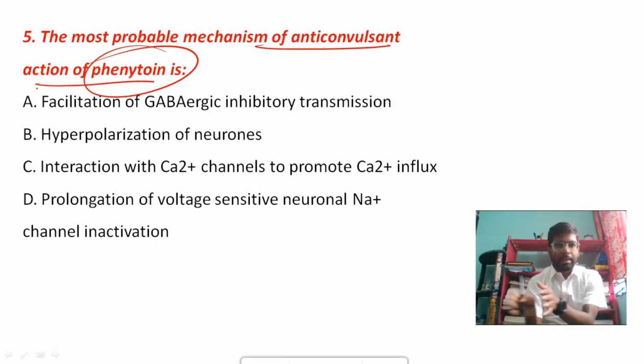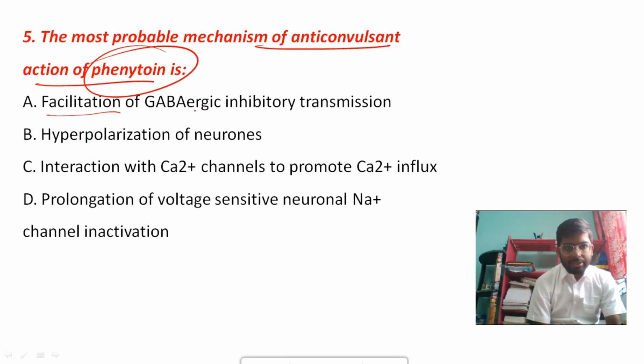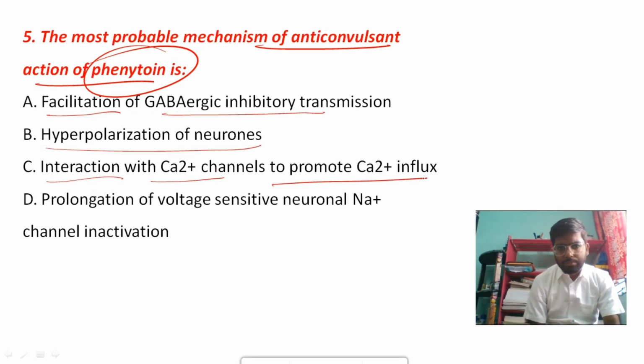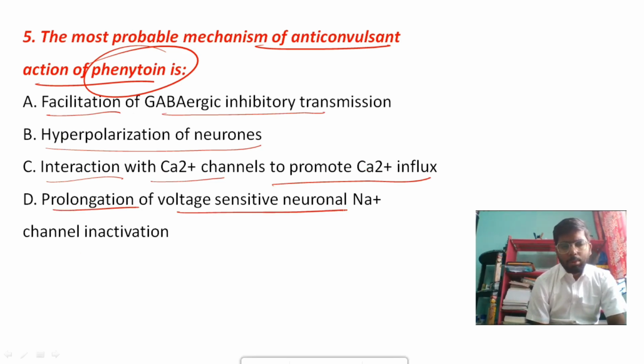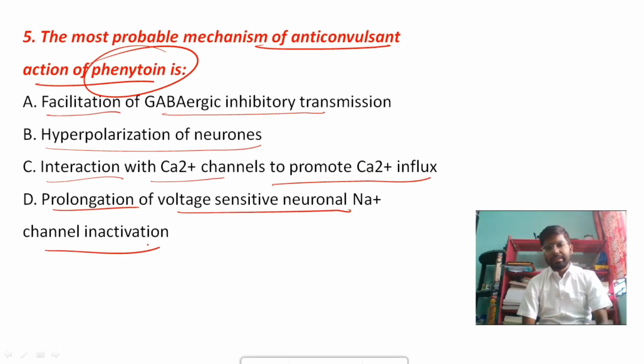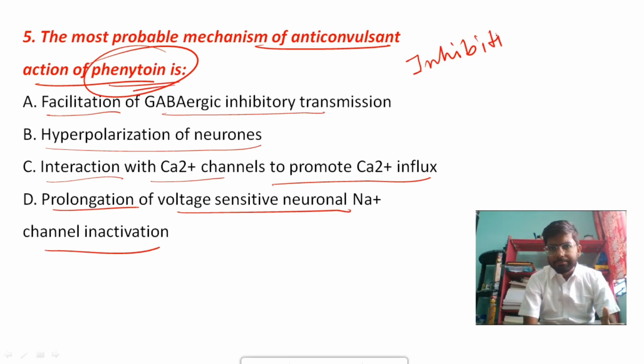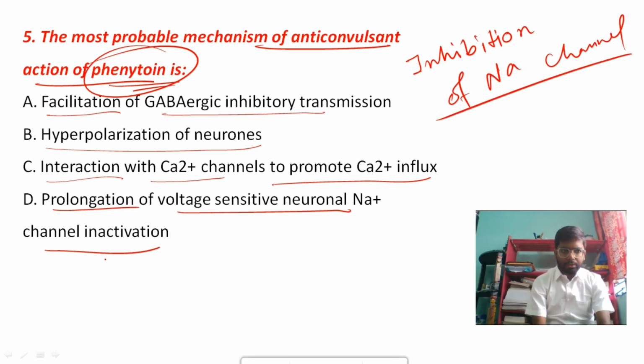ठीक है, question is asking about that. So options are facilitation of GABAergic inhibitory transmission, hyperpolarization of neurons, interaction with calcium 2+ channels to promote calcium 2+ influx, prolongation of voltage sensitive neuronal sodium channel inactivation. All of you know that phenytoin acts through inhibition of sodium channel. ठीक है, so your answer will be option D.